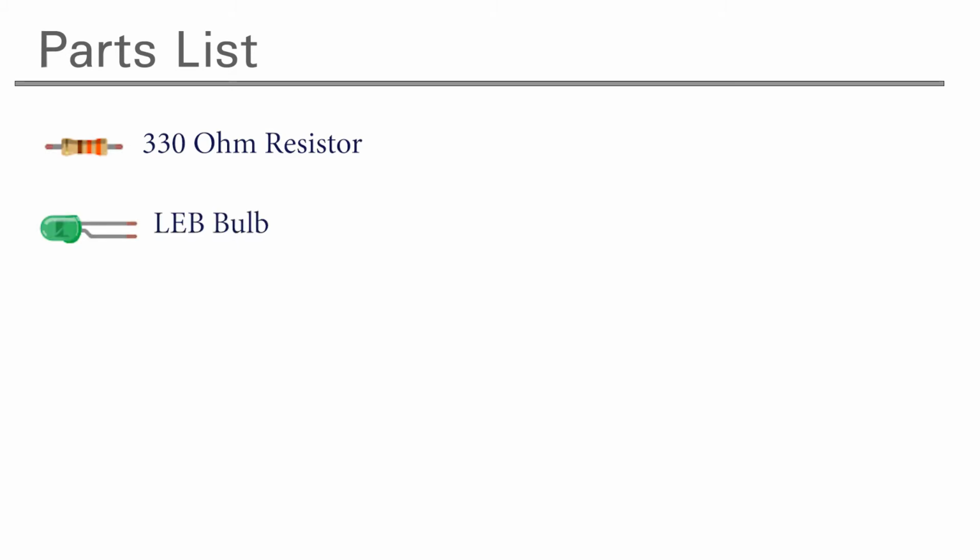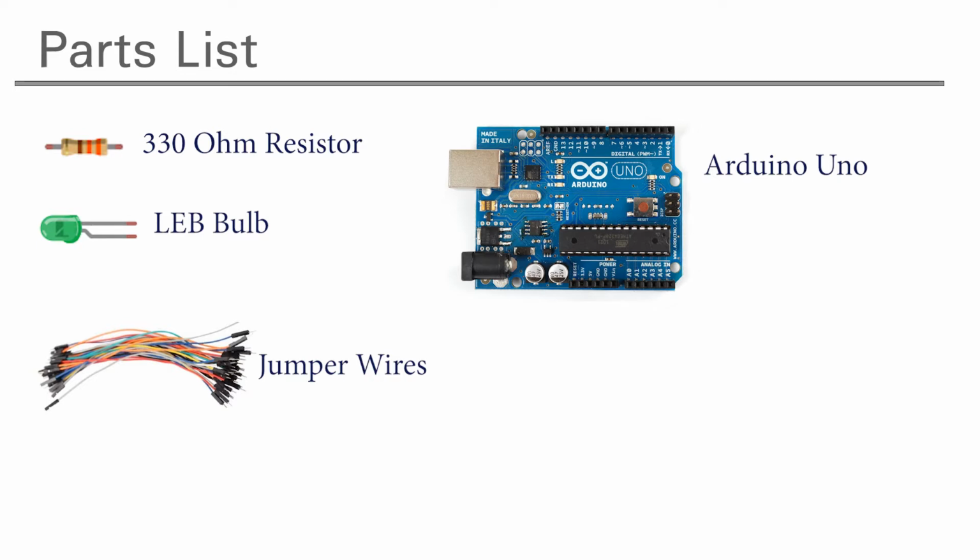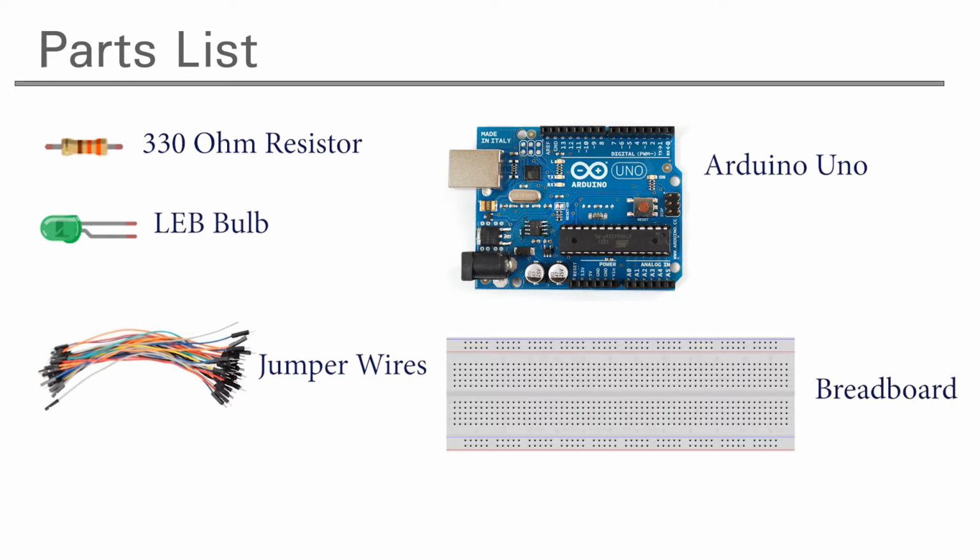For this project, we're going to need the following parts: a 330 ohm resistor, one LED bulb, and three jumper wires. We're also going to need an Arduino Uno and a breadboard.